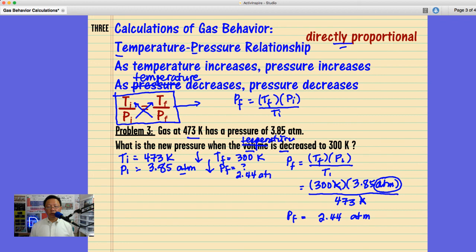And so let's take a look. Did, in fact, the pressure go down as we had predicted? Sure it did. It went from 3.85, it decreased down to 2.44 because as temperature decreases, pressure also decreases. Now, using all of these lessons from today, please take a look at the problem set that was assigned to you and fill in the answers and submit through your Google Classroom.